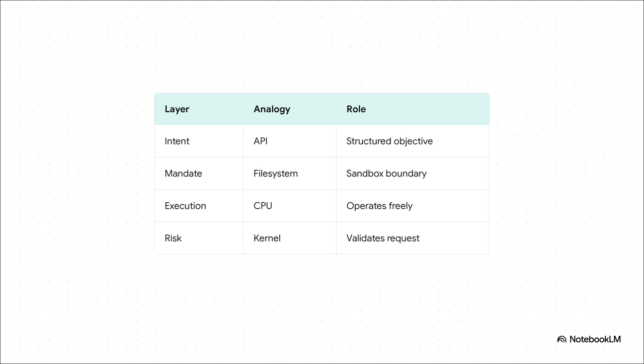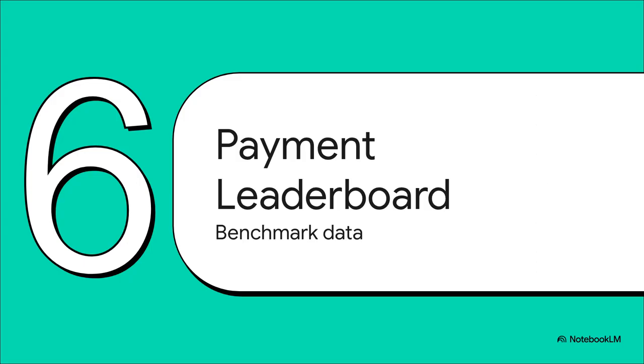And the risk control, that FluxA harness, acts as the kernel. Just like a computer's kernel securely enforces permissions before a program is allowed to write to memory, this financial kernel enforces permissions and semantics before real-world money can settle. The AI CPU literally cannot bypass the kernel. Section 6. The agent payment leaderboard. The theory is rock solid, but how does this hold up when the rubber meets the road?